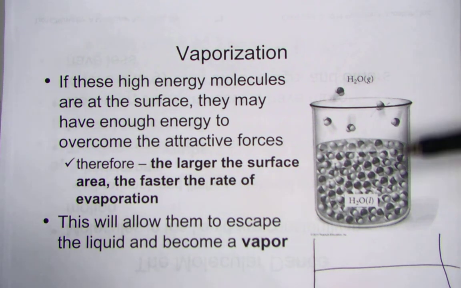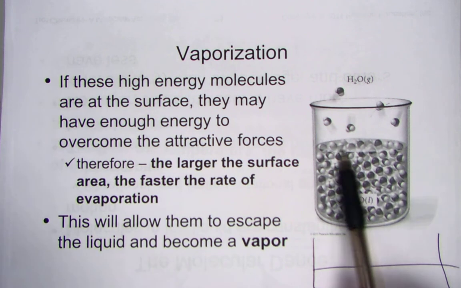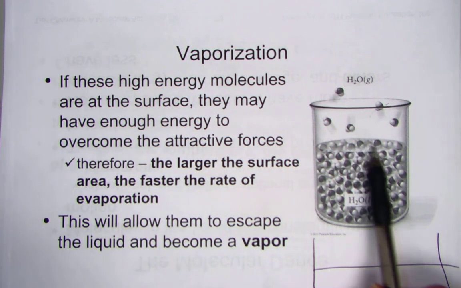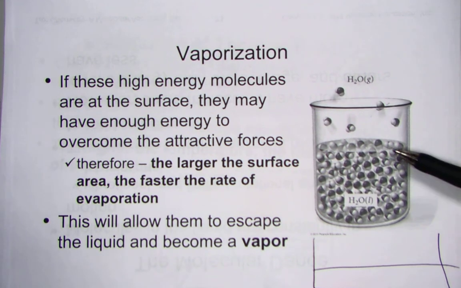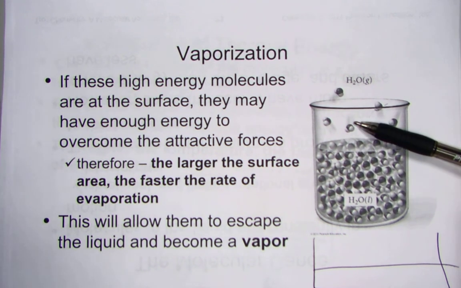In the process of vaporization, those molecules at the surface that have enough kinetic energy can actually break away from the liquid and form a vapor. Remember that there's an intermolecular attraction pulling them down, but if they have enough kinetic energy, they can break free and form a vapor.